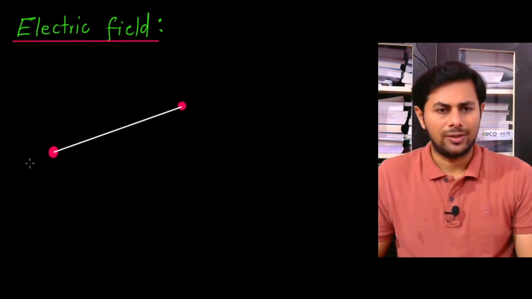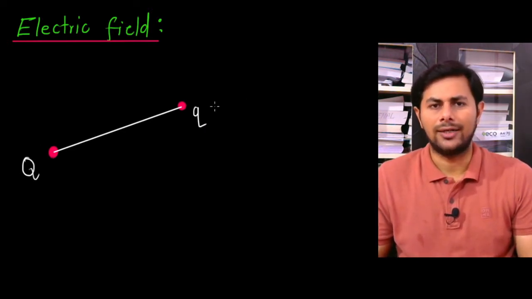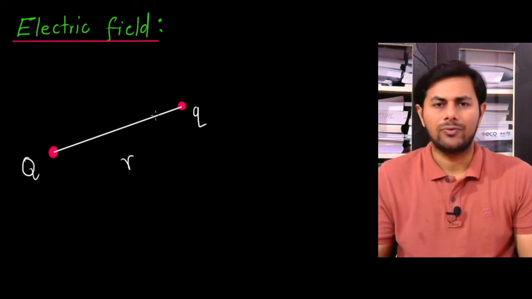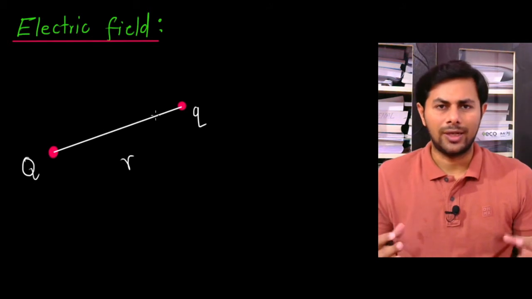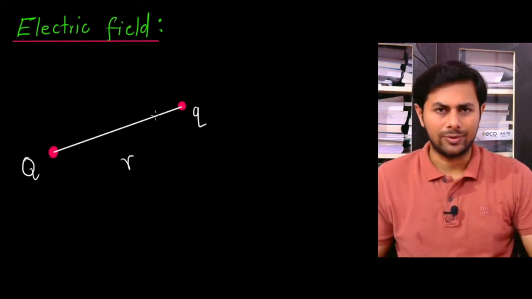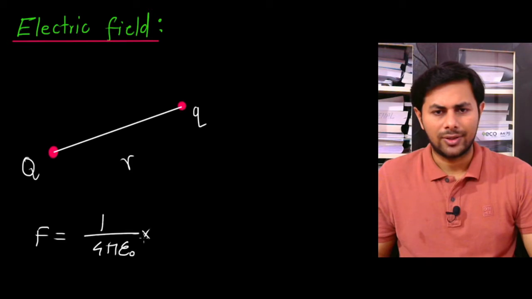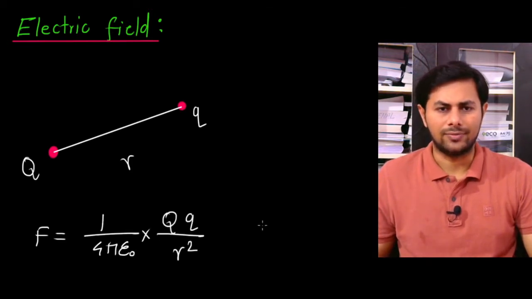Charge on the first one is capital Q, charge on the second one is small q, and the distance between them is r. Then we know that there would be some electrostatic force acting between the two, and the force is given by F equals 1 over 4 pi epsilon naught times capital Q into small q over r squared.